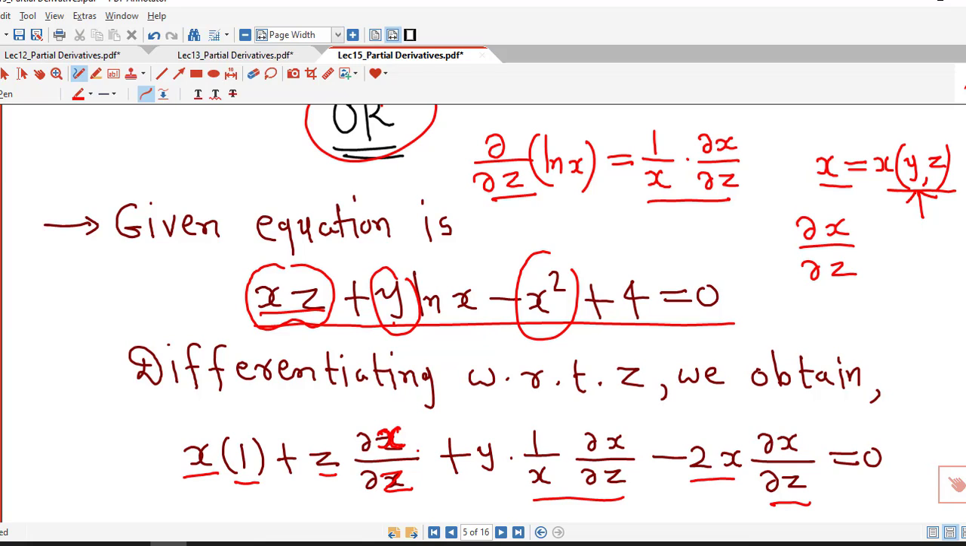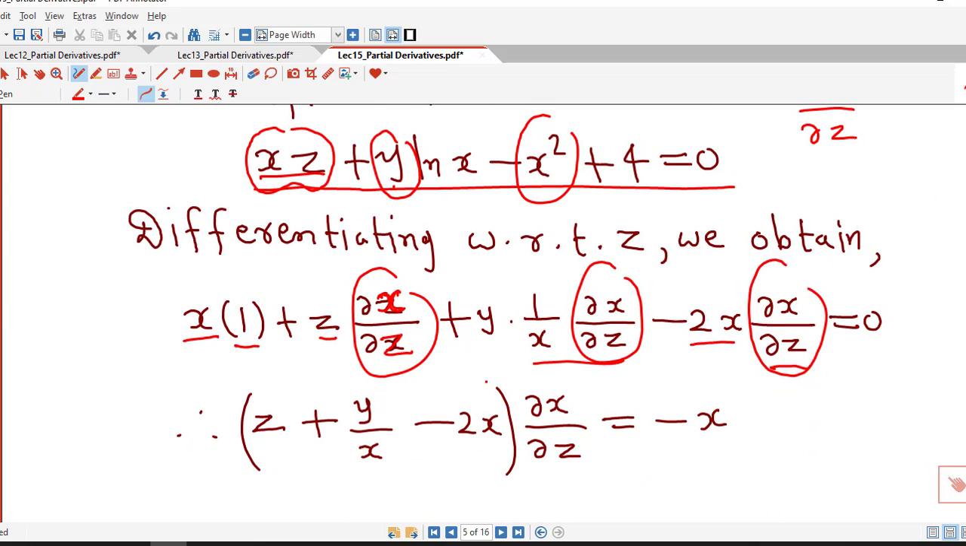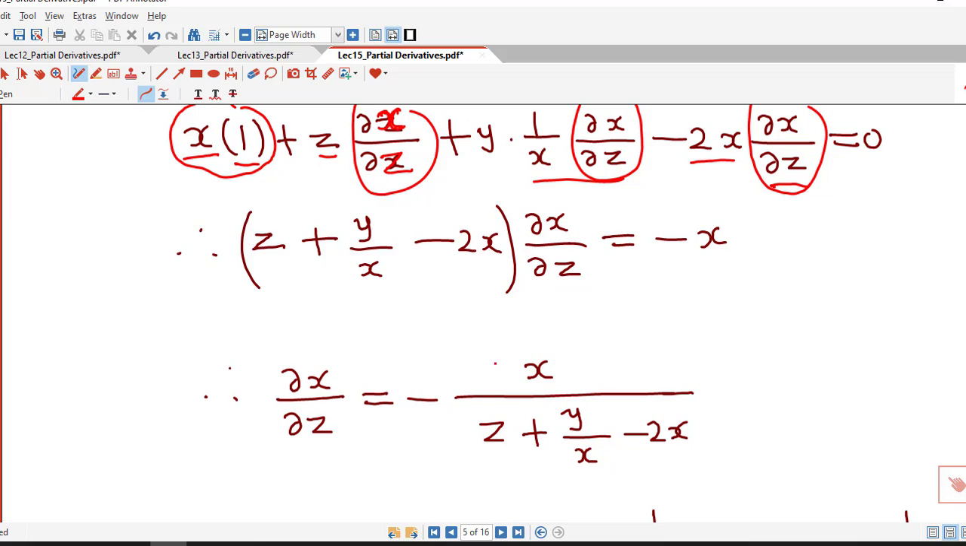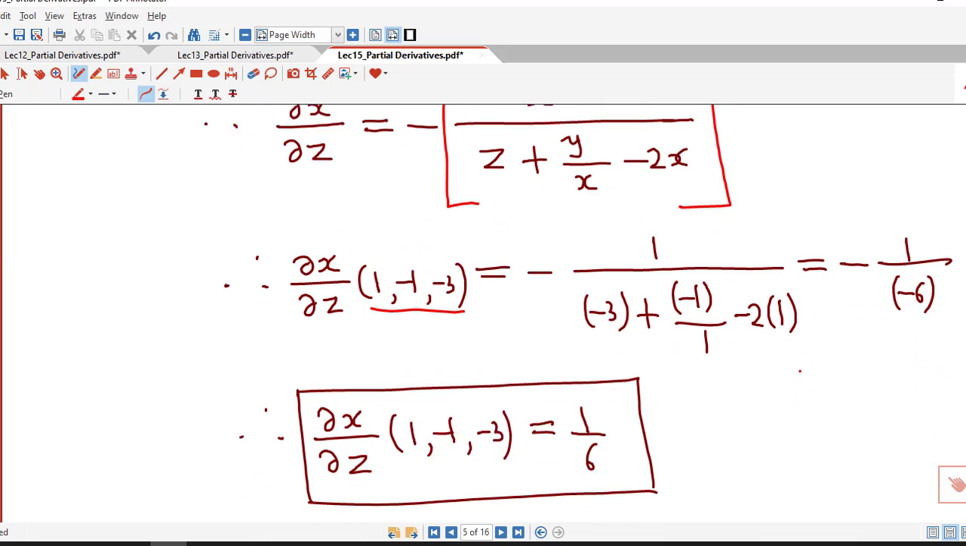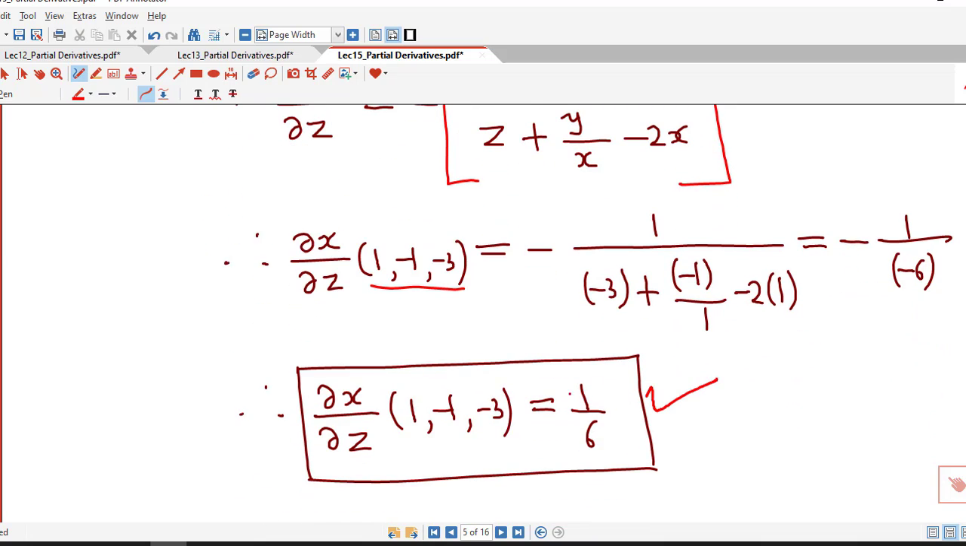Now we collect the terms which contain del x by del z. So del x by del z is common, and we will have z plus y by x minus 2x, times del x by del z, and we move this x to the right hand side. Therefore del x by del z is negative of x over z plus y by x minus 2x, and we find the value at the given point. So we put x equal to 1, y equal to minus 1 and z equal to minus 3, and we obtain the same answer, minus 1 by 6, and with the negative sign, we have 1 by 6.